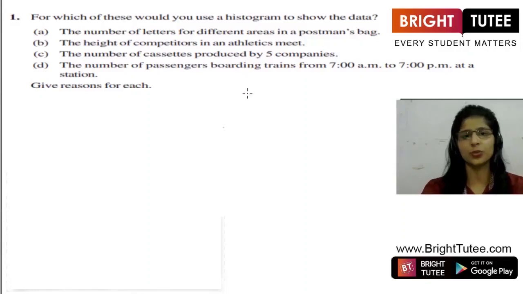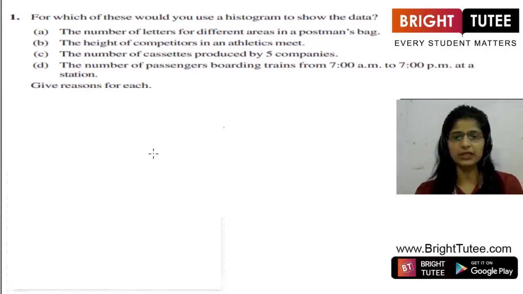If we see the first option, the number of letters for different areas in postman bags. There is a postman and he has his bag and he has a number of letters for different areas. Can you divide the letters or the different areas into categories? We can't actually make class intervals, right? So we can't use a histogram for the first one.